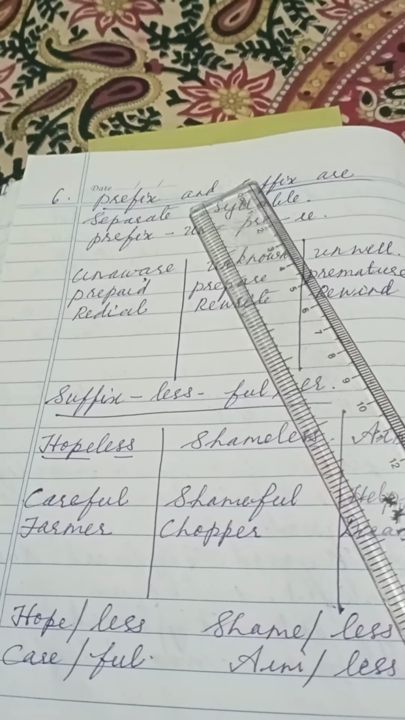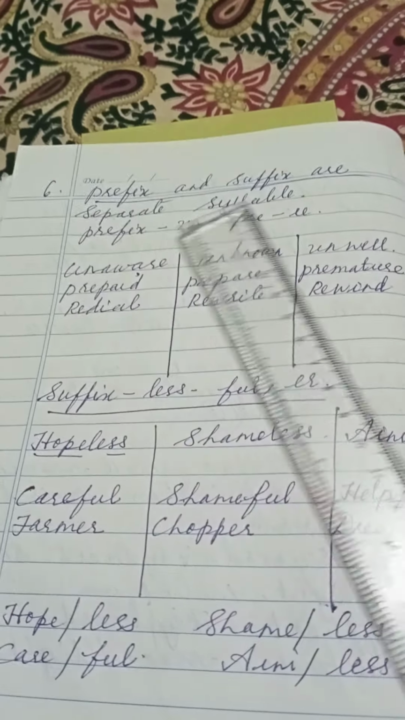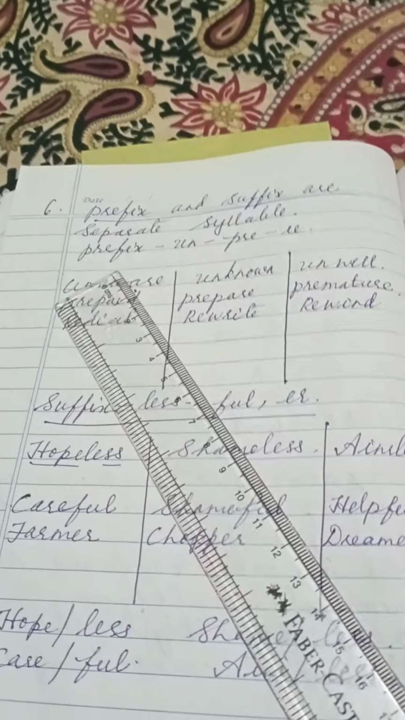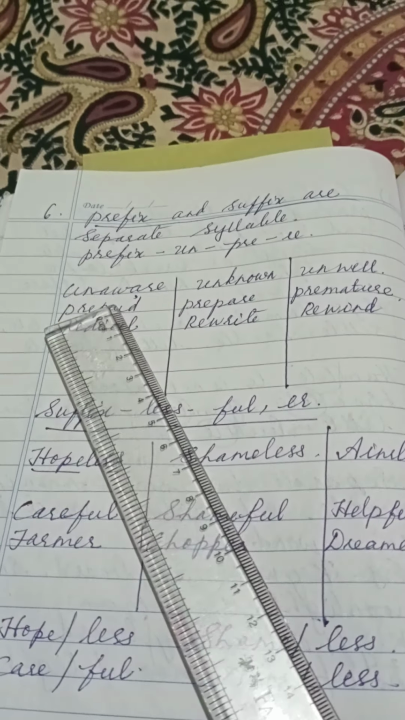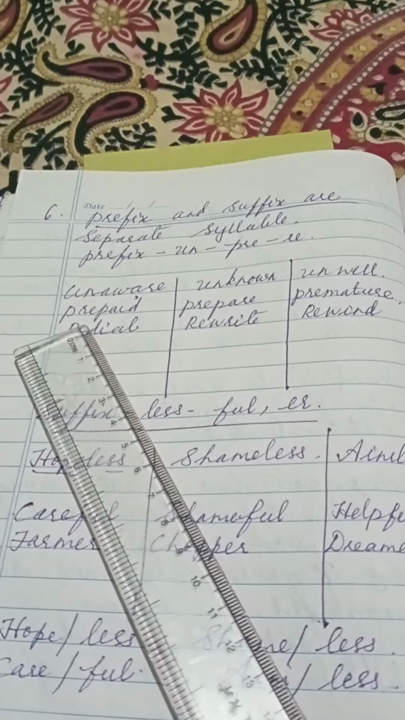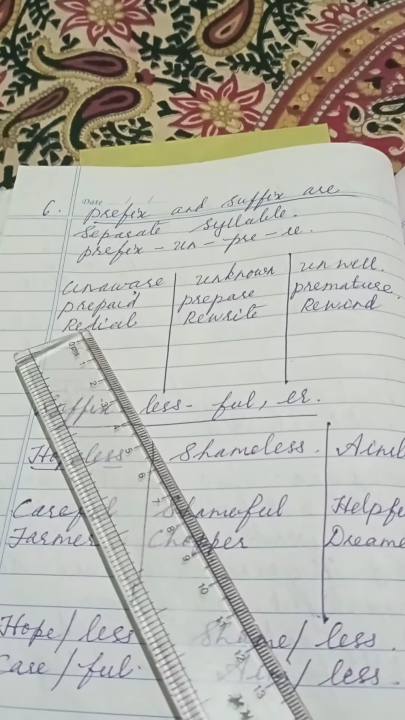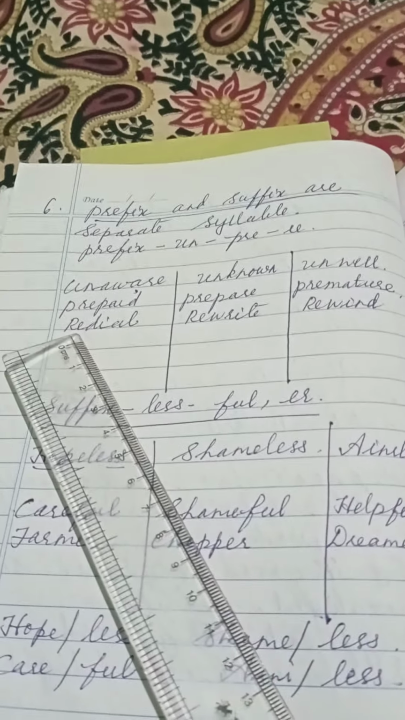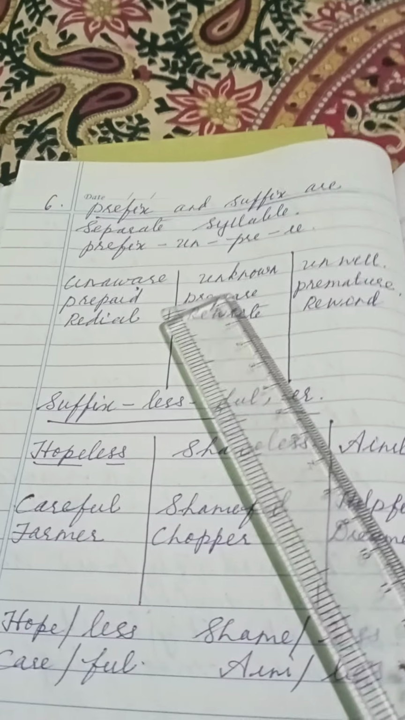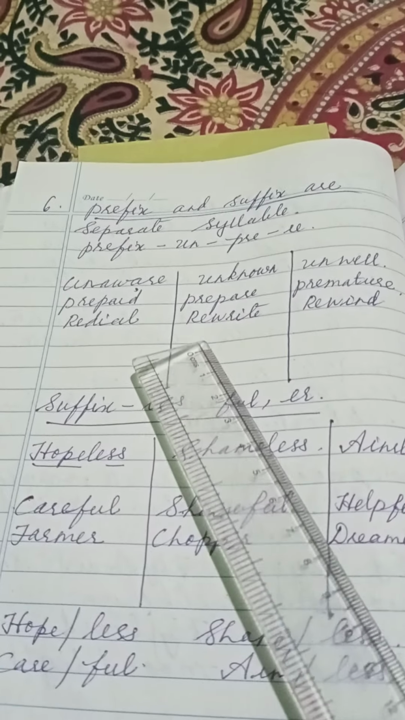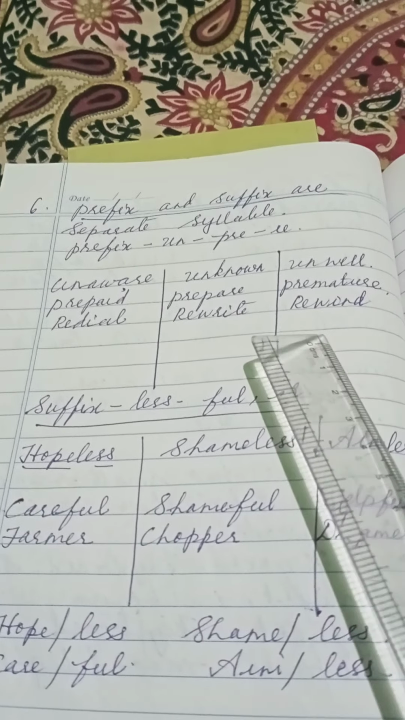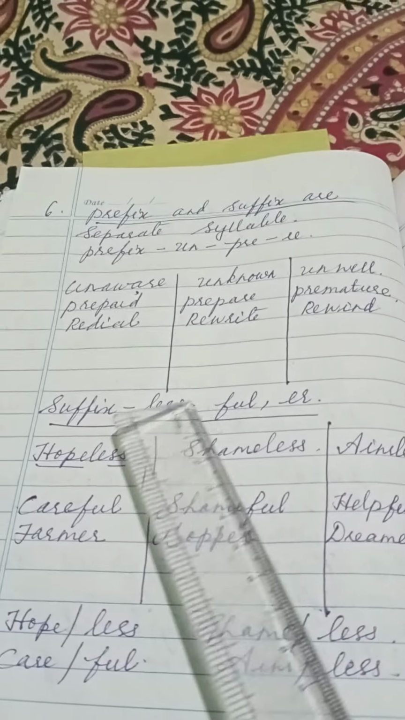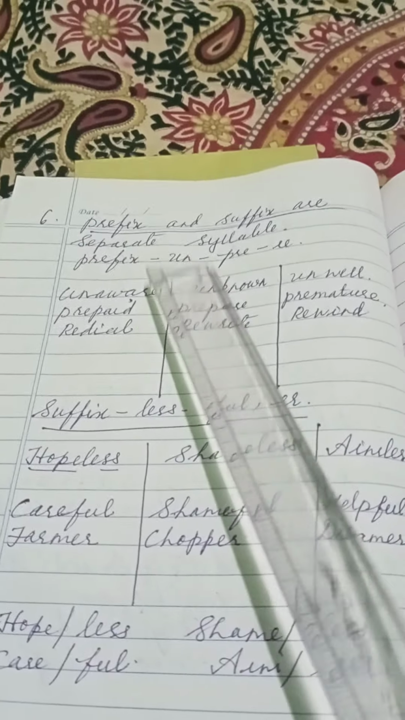Then prefix and suffix are separate syllables. Okay? Prefix and suffix. Now listen here. Unaware, prepared, rewrite, unknown, prepare, unwell, premature, rewind. So these are also prefixes.